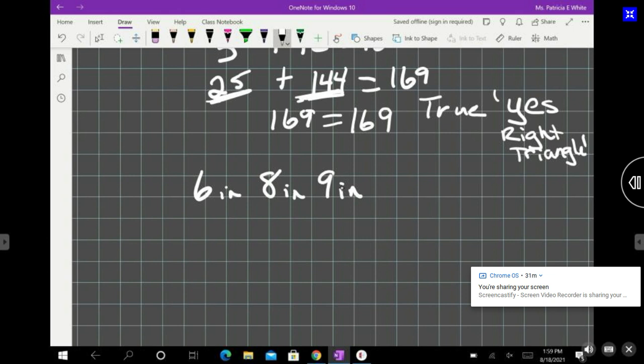Plug it in. a squared plus b squared equals... who's my a and b? 6 and 8.